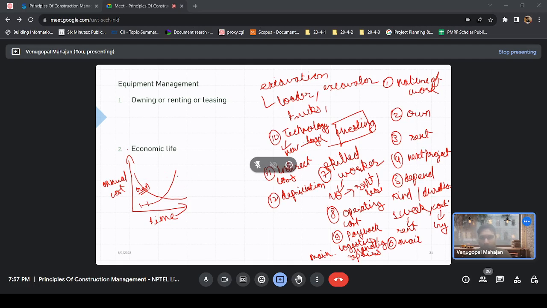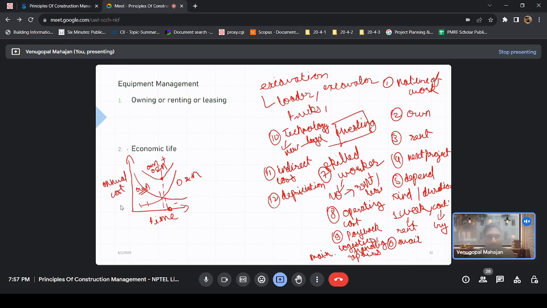you will find that you get a curve something like this. This is a separate point. So this is where this total ownership plus O&M is the minimum, and this time becomes your economic life. You might have seen these numericals.